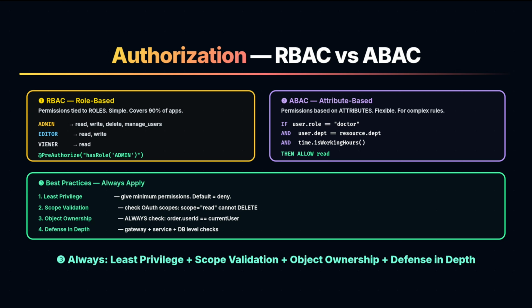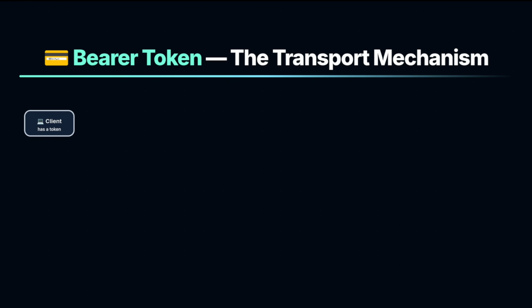Ownership: always check, does this user own this resource? And defense in depth: gateway check, service check, DB level constraint. So in short, the API gateway answers, is this token valid, is it expired? It's a front door bouncer. Your service answers, can this user do this action? It's like room level security. Both are needed.